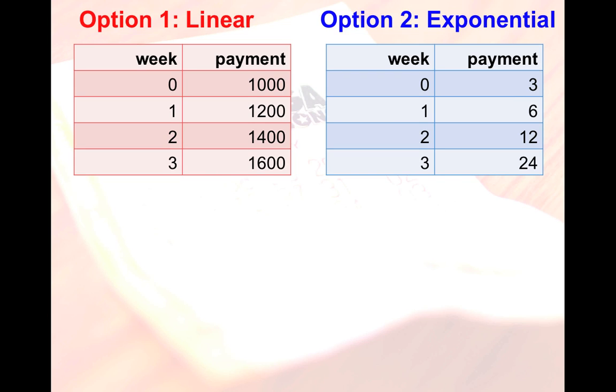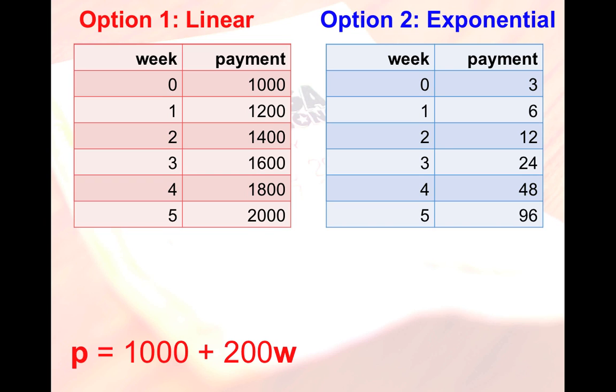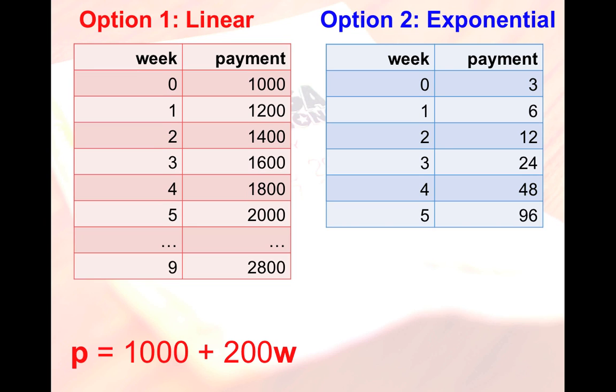The linear function is just going to keep adding $200 every week. So in week 4, 1,800, week 5, 2,000. The exponential function will double the amount every week. So in week 4, we'll earn $48. In week 5, we'll be paid $96. Let's project this out a little bit. In our linear option, in week 9, we'll receive $2,800. 200 times 9 is 1,800, and then adding 1,000 to that, 2,800.